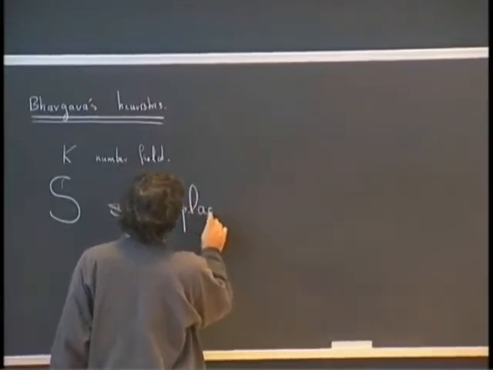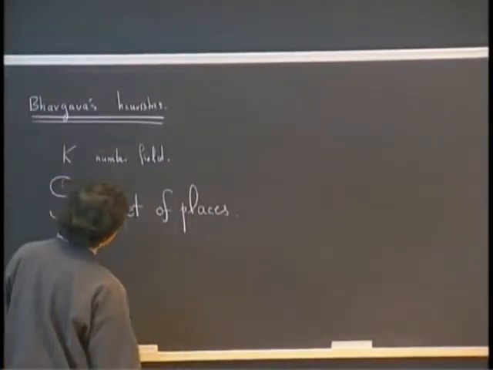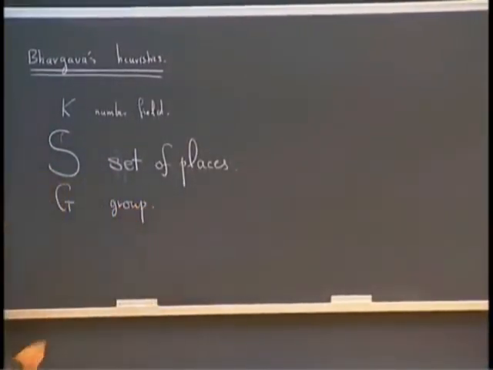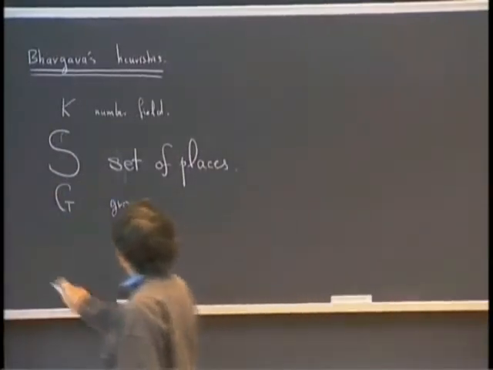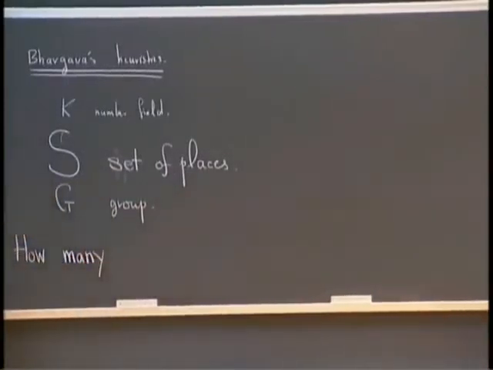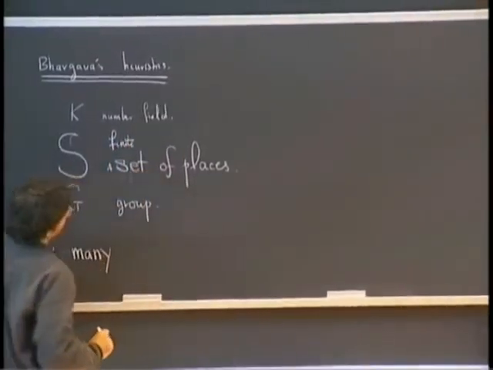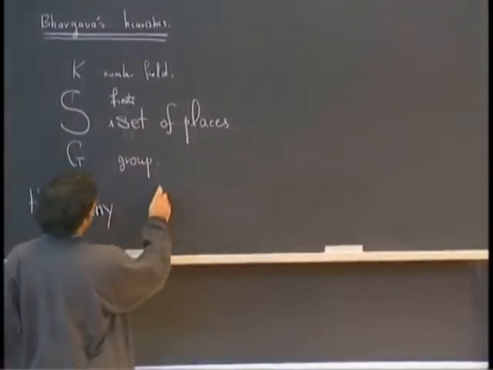Okay. So S is some set of places, and the kind of question we want to ask is how many. G is some finite group, and the sort of question we're interested in is how many field extensions of K with Galois group G. So let's say S is a finite set of places. How many field extensions are there unramified away from S? So how many G extensions?